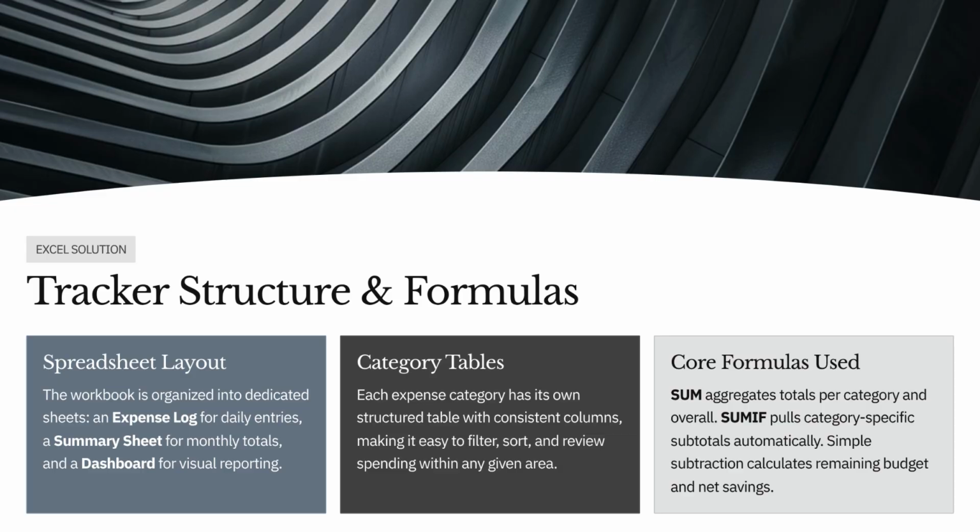Moving into the technical engine room of the report, we look at the Excel solution. A professional data tool requires a logical workflow, which is why this workbook is split into 3 layers. First, the expense log for granular daily entries. Second, the summary sheet for monthly totals. And third, the dashboard for visual reporting. We utilize specific core formulas to maintain accuracy. The SUM function aggregates totals, while the SUMIF function is used to pull category-specific subtotals automatically. This ensures the data remains live and eliminates the need for manual calculations.